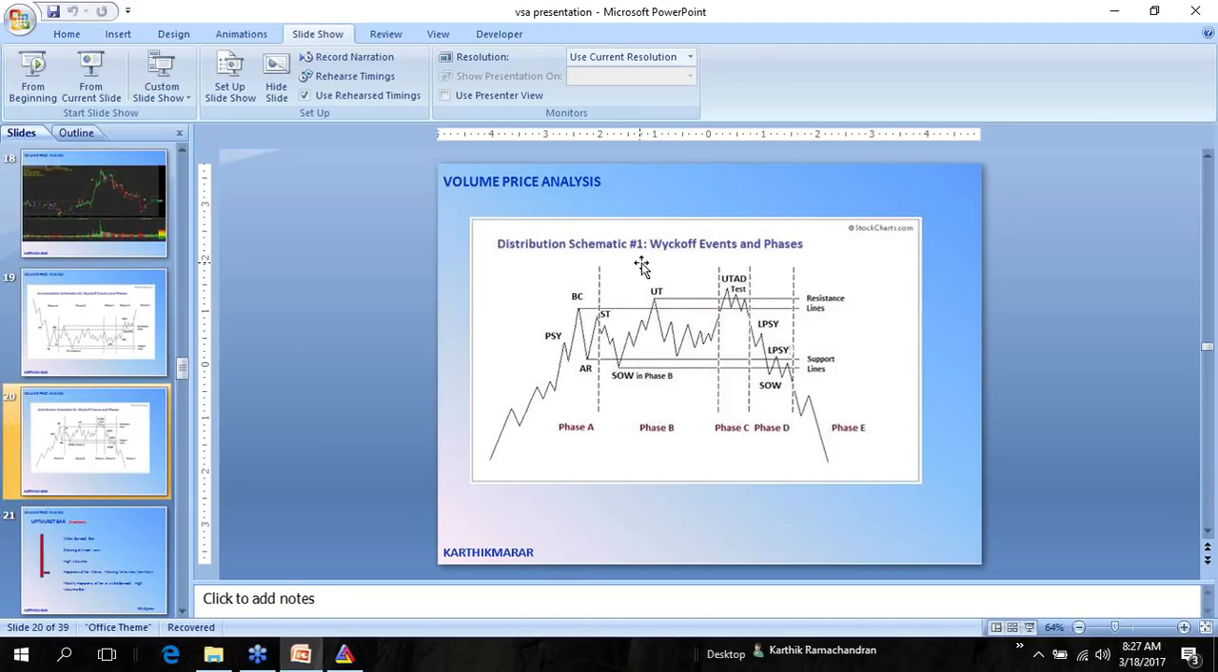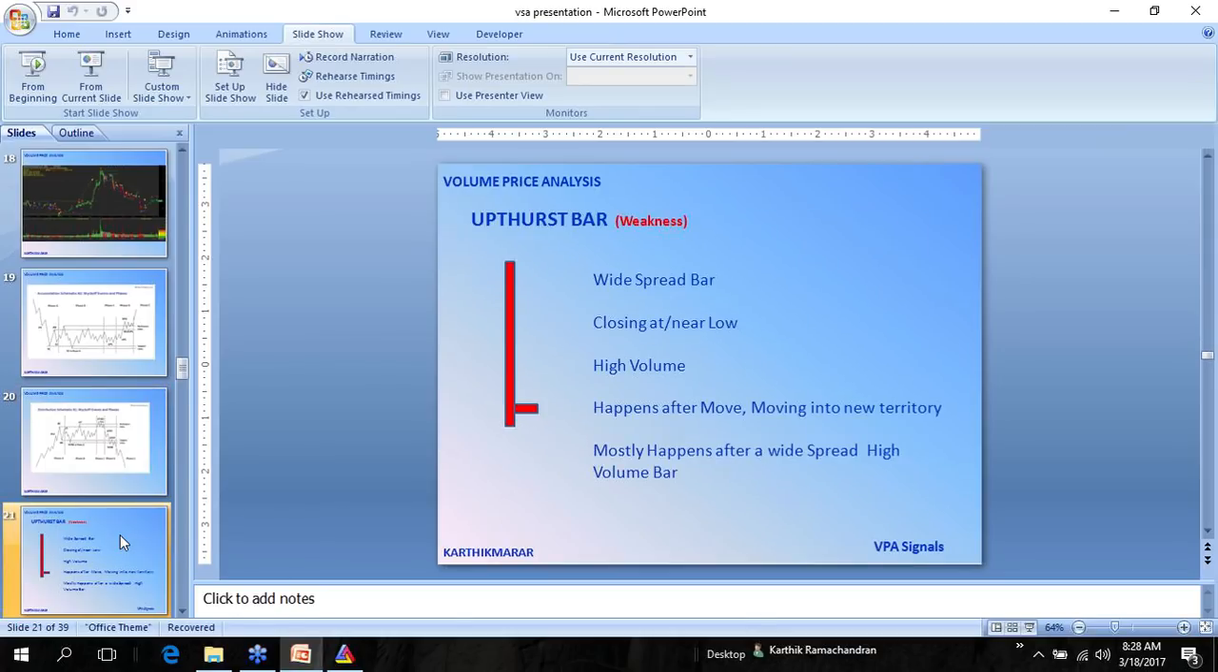So I'm not going to talk about these indications. I would rather talk about the signals which are useful to us. So now let's go through different signals which are really useful for us. One of the most frequently seen and most useful signals is the upthrust bar.